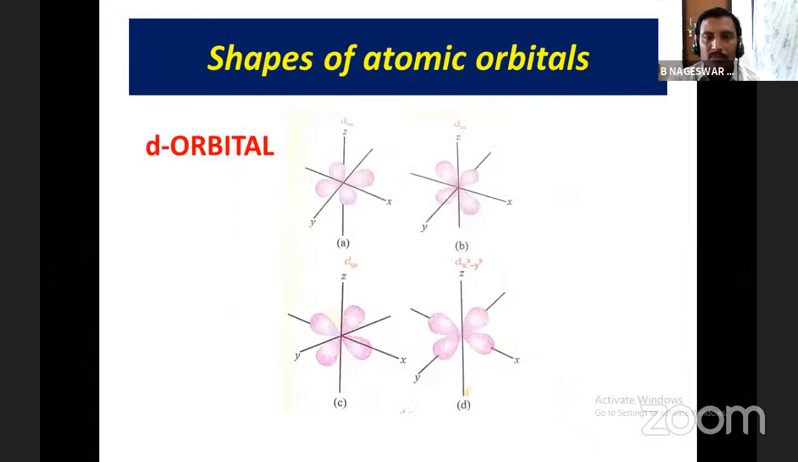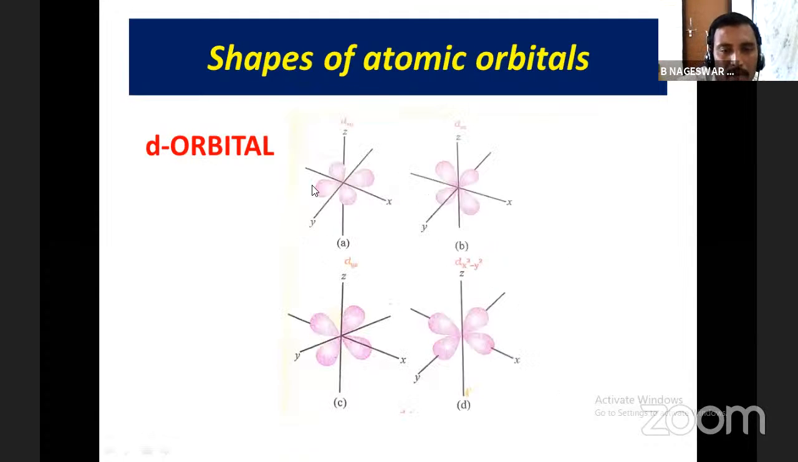Next, d orbitals. Total d orbitals, how many, children? How can you find out the total number of d orbitals? What is the L value? For d orbital, the L value is 2. L is equal to 2. 2 into 2 plus 1, that means 5. The total number of d orbitals is 5.